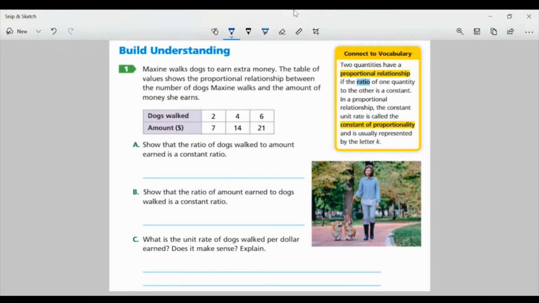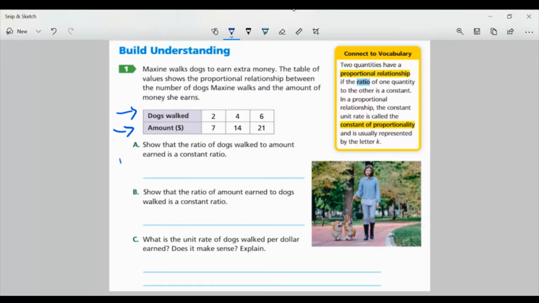All right, so let's look at page 12, Build Understanding, Task 1. Maxine walks dogs to earn extra money. The table of values shows the proportional relationship between the number of dogs Maxine walks and the amount of money she earns. So we have our dogs walked and the amount she earns in dollars. Part A, show that the ratio of dogs walked to amount earned is a constant ratio.